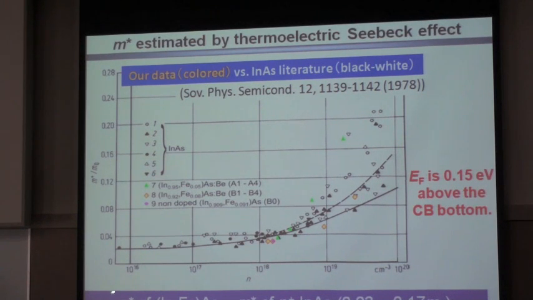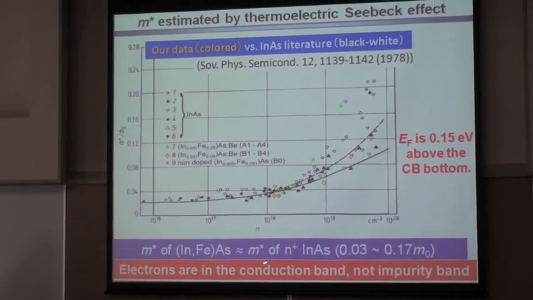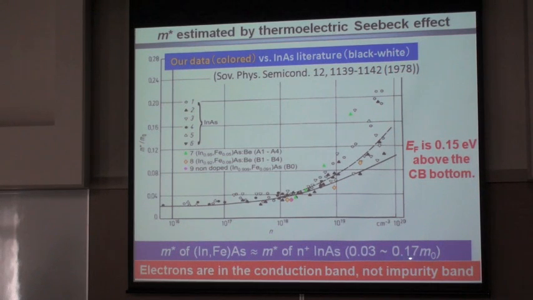So we found that the effective mass of electrons of indium iron arsenide is very similar to the effective mass of electrons of indium arsenide, which is 0.03 to 0.17 M0, depending on the electron concentration. So these values are very, very small, actually light effective mass of electrons. And Fermi level is 0.15 electron volt above the conduction band bottom in this material. So this means electrons are in the conduction band, not in the impurity band.